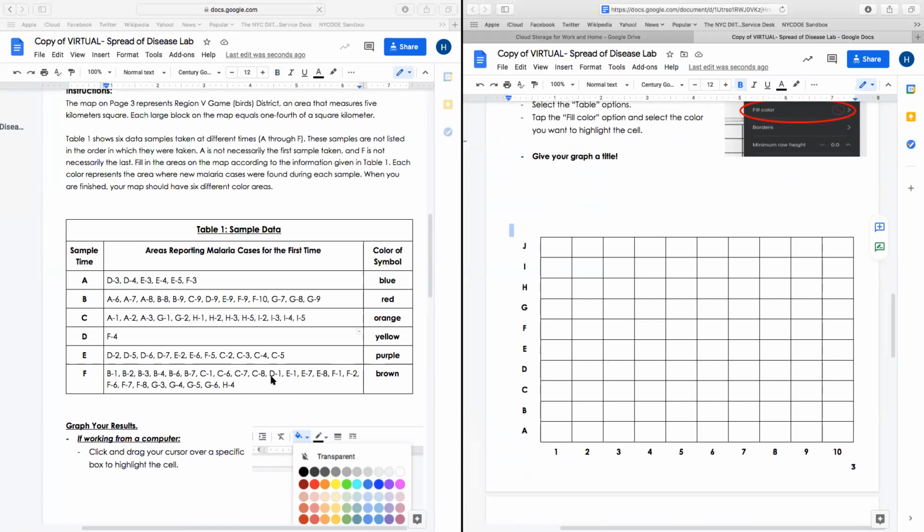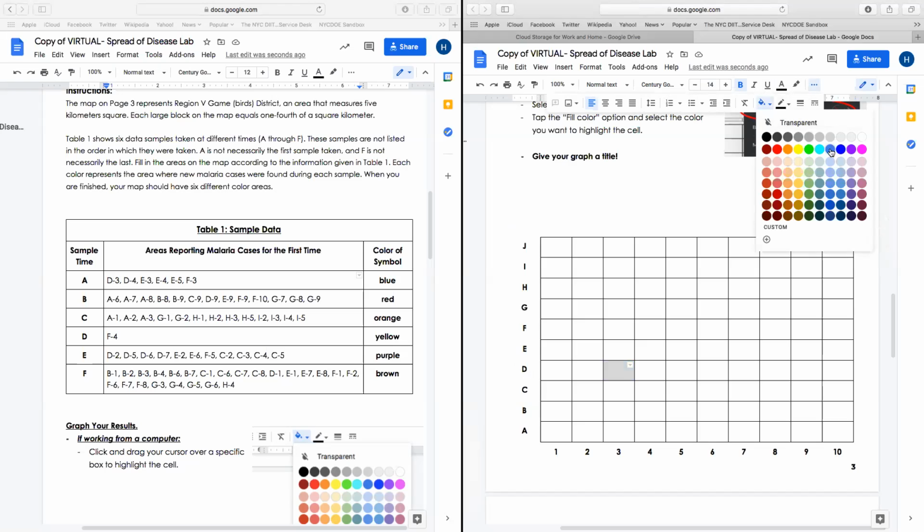So let's fill in our first time sample. For time sample A, we're going to be using the color blue. We're going to fill in the first section, which is D3. You'll see that your graph is actually labeled with letters and numbers. So you're going to go up to letter D, go over to number 3, highlight that cell, and then fill it in blue.